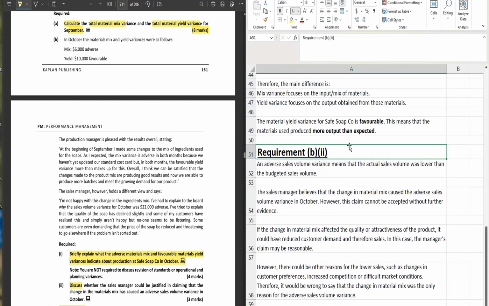Now we are on the last part of the requirement, that is the critical part. Discuss the types of standard used in standard costing and their effect on employee motivation. So we need to discuss the different types of standard along with their effect on employee motivation.